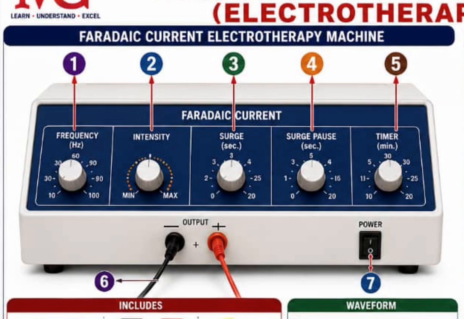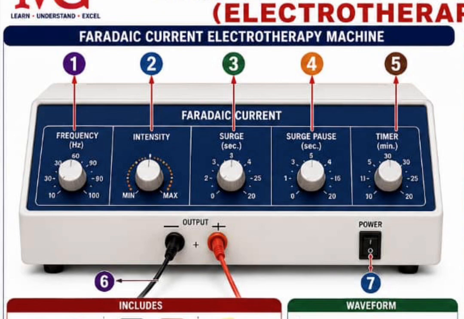So in that machine now, what can you see? You are seeing a frequency there, which I told you should be 50 to 100. You have an intensity, minimum and maximum, not specific, based on what the patient can take. You can also see a surge. I told you that the surge is graduated between 0 to about 20 seconds. So you have to surge it in a way to have an on time and an off time.